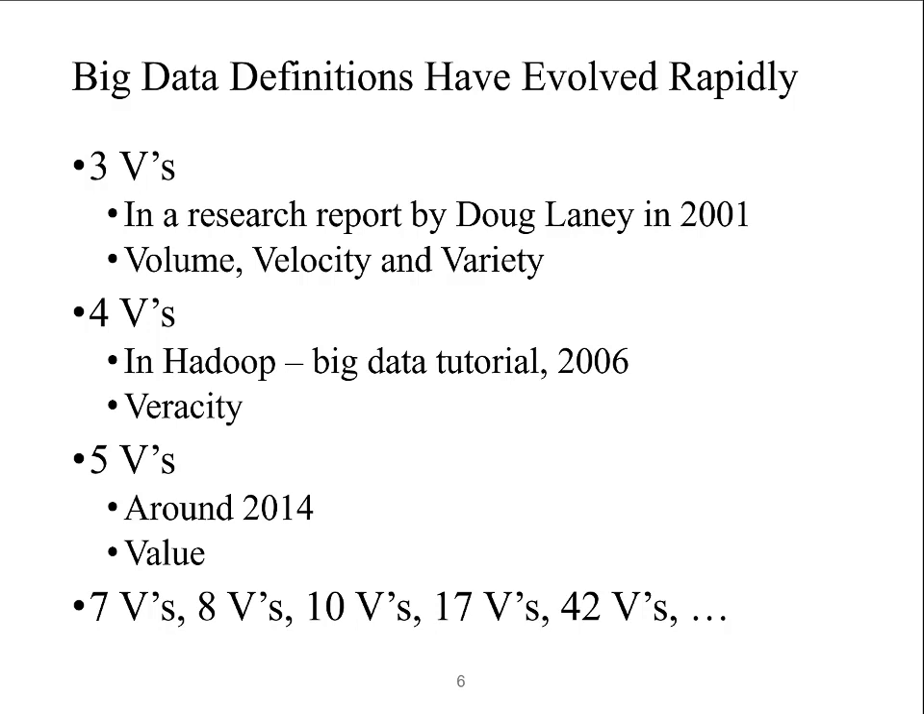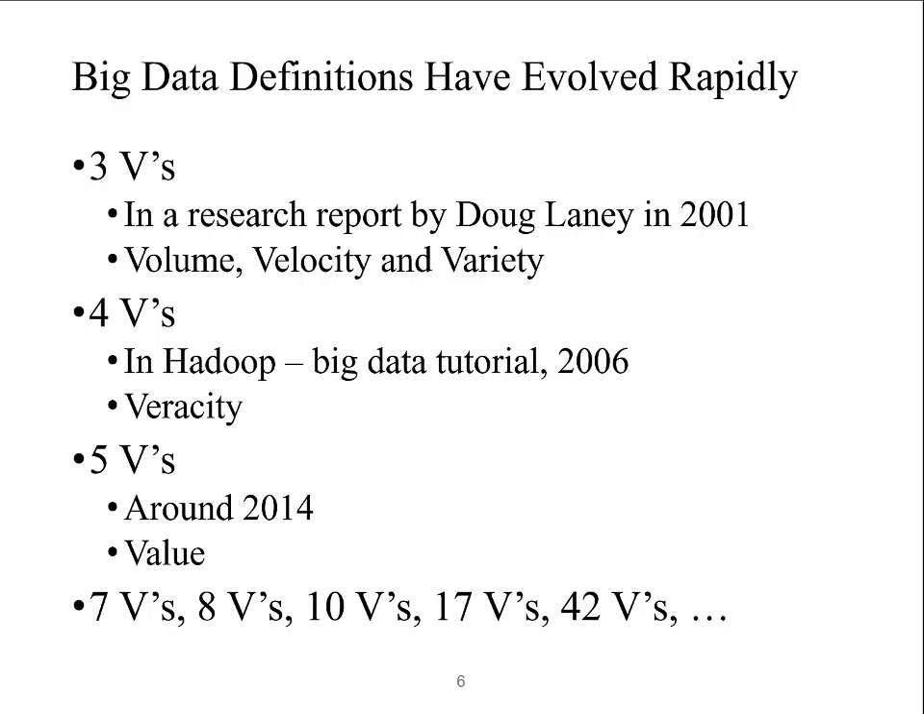According to my research on the history, the 4th V comes in 2006, and appears in the initial version of the Hadoop tutorial. The fourth V is defined as veracity. The fifth V appears around 2014 in academic papers. It starts to have different versions, but most of them agree on value.